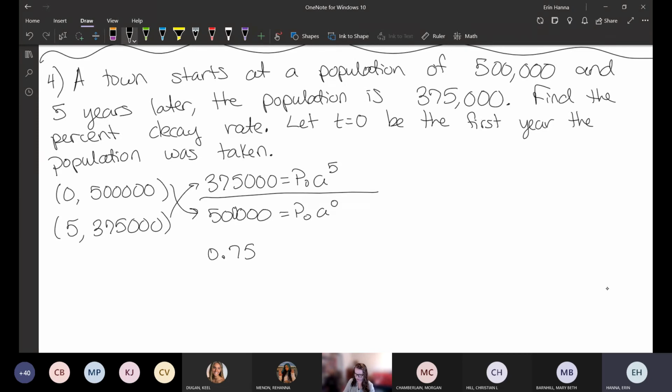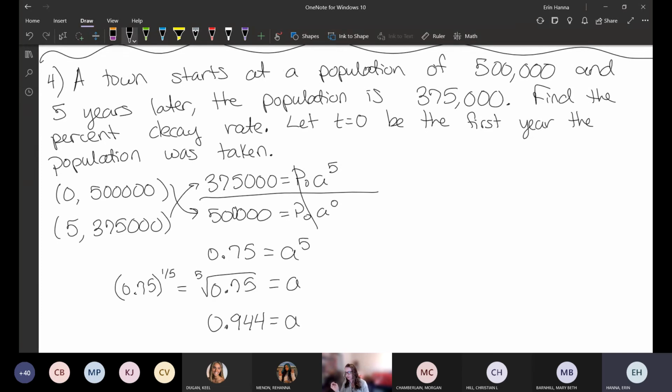Oh, that came out way nicer than I was expecting. Wow. The P naughts cancel out. And remember, you subtract their exponents. In this case, it's not very interesting because 5 minus 0 is just 5, but if that were anything besides 0, remember you subtract their exponents. We'll have to take the 5th root of both sides, or to the 1/5 power if you prefer. We'll get a is approximately, let's take 4 decimal places, 0.9443.